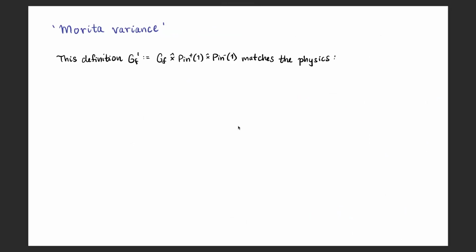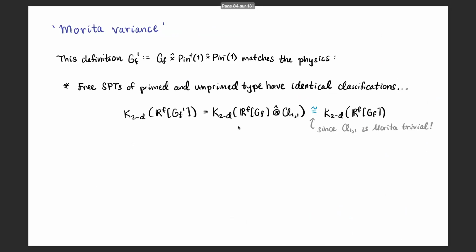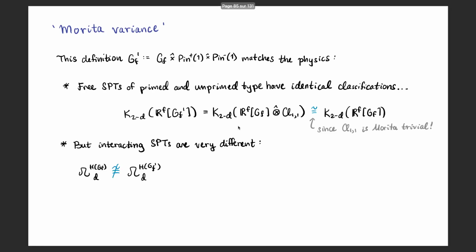So we'll see here, if we use this definition of the prime, we want to see that the free phases actually look the same. And this follows because if we form that fermionic group algebra and plug it into K-theory, the prime thing ends up here having a tensor with Clifford 1, and Clifford 1 is Morita trivial. So the K-theory cannot see it. So K-theory cannot tell the difference between the fermionic group algebra on GF and GF prime. But the interacting side certainly can, and that was very important for this application.